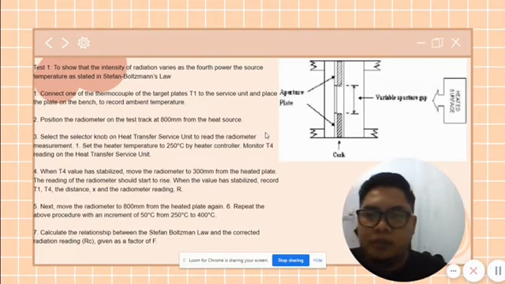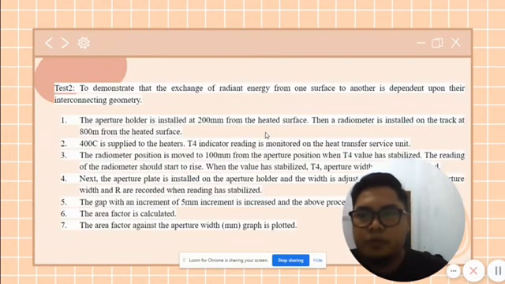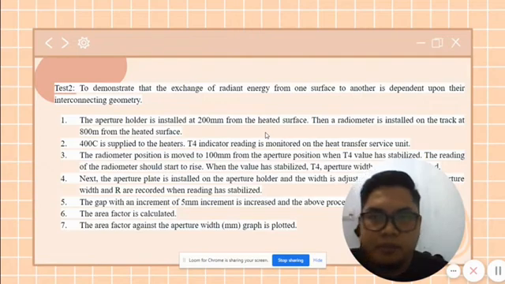Then after that, we calculate the relationship between the Stefan-Boltzmann law and the collected readings, with C given as a factor of F. And test 2 is to demonstrate that the exchange of radiant heat energy from one surface to another is dependent upon their interconnecting geometry.